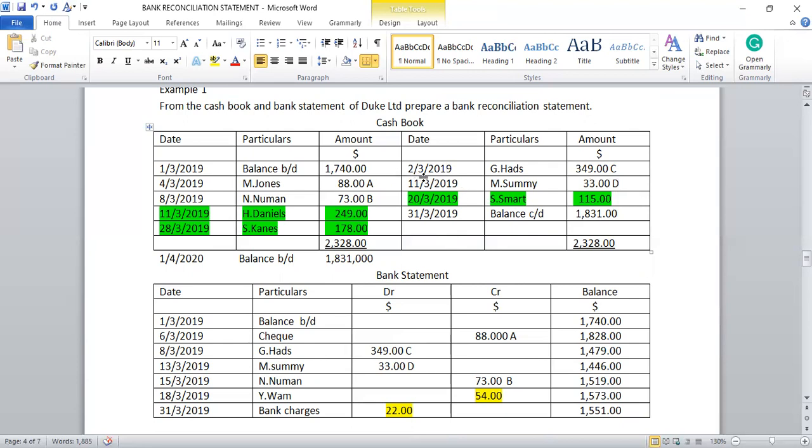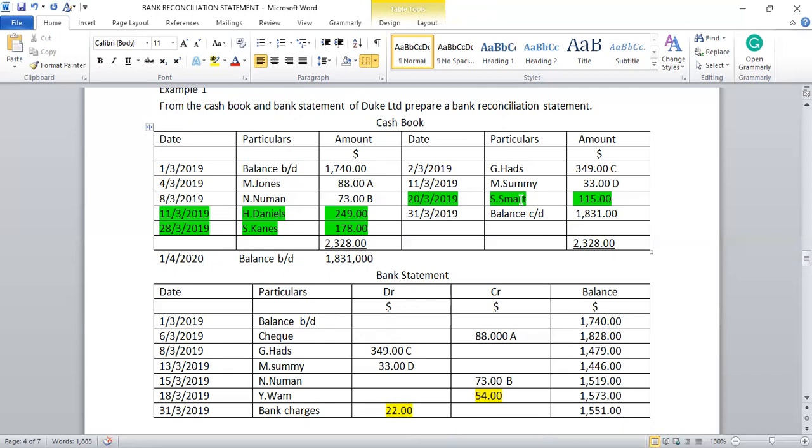If you look at the cash book, you realize it has 2nd March 2019 as the date for the GH transaction of $349. But when you come to the bank statement, it has 8th March 2019, GH $349. The reason for the difference is that although the check was issued to the customer on 2nd March 2019, it was presented to the bank on 8th March 2019. That's why we have the difference. So we take it.